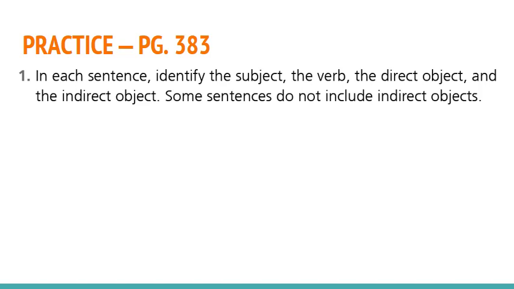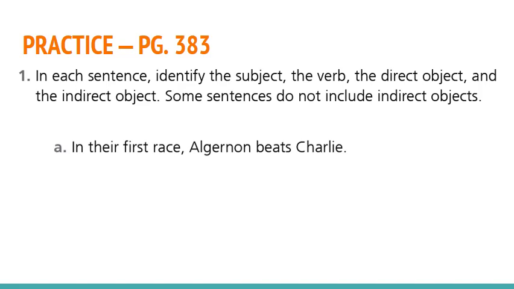Let's now look at some practice sentences from our textbook on page 383. For each sentence, we're going to identify the subject, the verb, the direct object, and the indirect object. Some of these sentences will not have an indirect object. Let's try. In their first race, Algernon beats Charlie. Algernon is my subject. Beats is my verb. And again, I'm going to ask, whom does Algernon beat? Algernon beats Charlie. So Charlie is my direct object.